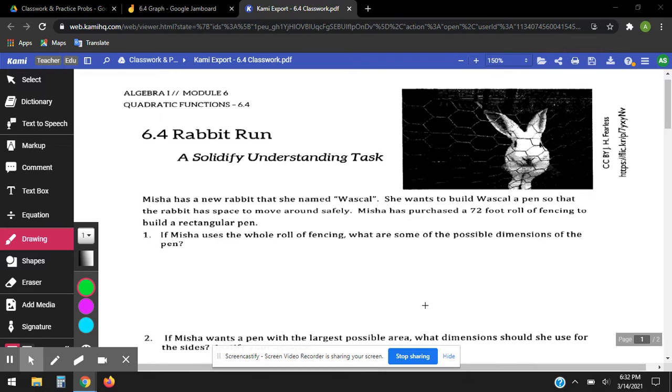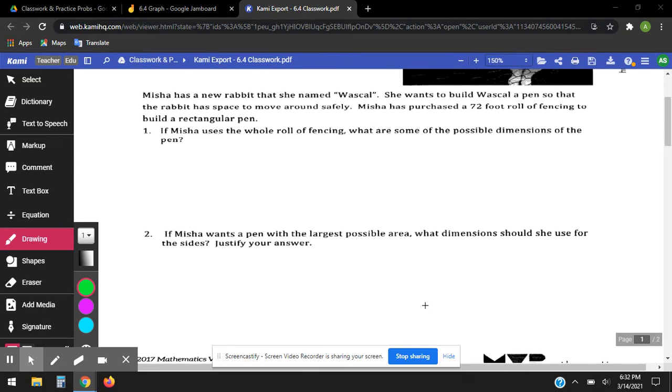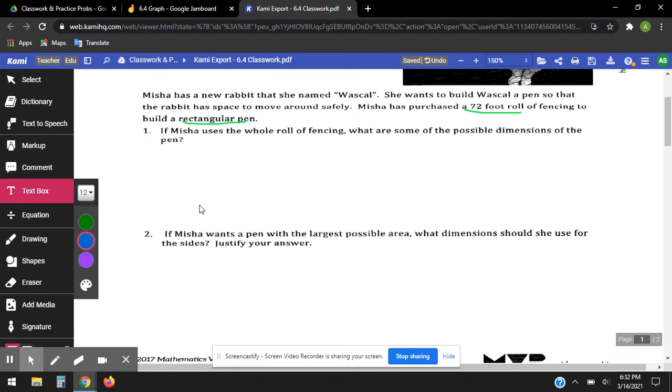Misha has a new rabbit. She is named Weskel. She wants to build Weskel a pen so that the rabbit has space to move around safely. Misha has purchased a 72-foot roll of fencing to build a rectangular pen. So we know it's rectangular, and we have a 72-foot roll. So if she uses the whole roll of fencing, what are some of the possible dimensions that she can use for the pen?